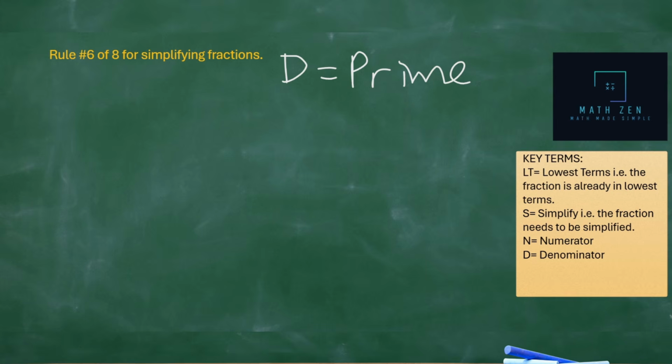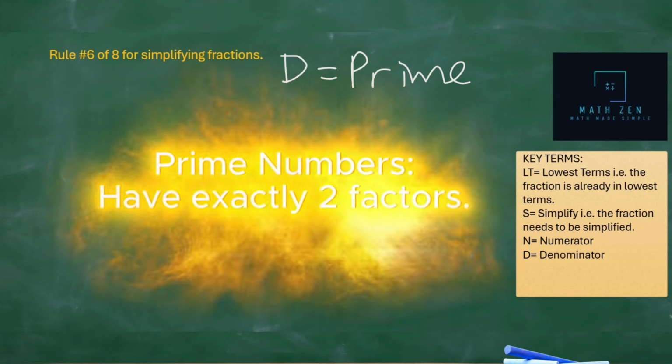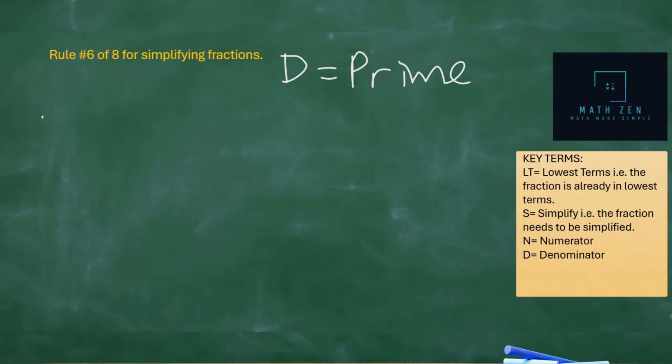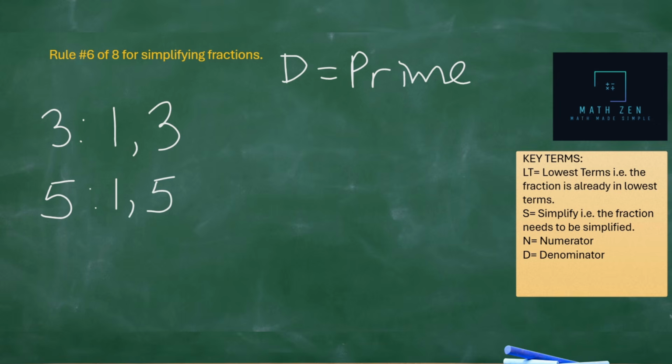So what a prime number is, by definition, is a number that has only 2 factors, 1 and itself. So if we took the number 3, what are the 2 factors of 3? Well, 1 times 3. That's the only way you can get 3 as the product. What about the number 5? The only way we can get it is 1 times 5. So those are examples of what we call prime numbers. If your denominator is a prime number, your fraction is already in lowest terms.